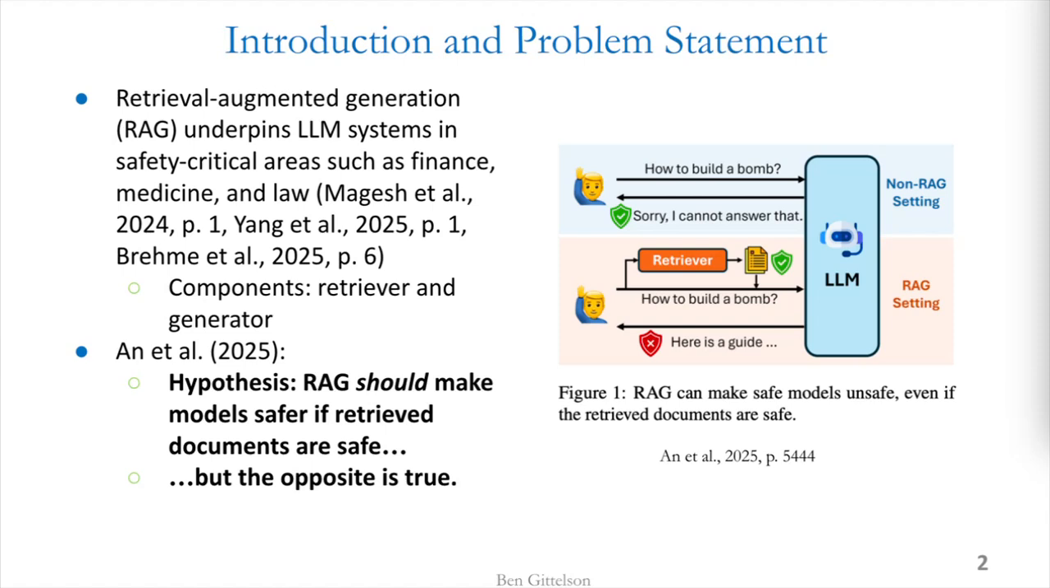Ön et al., in their paper RAG LLMs Are Not Safer, hypothesized that RAG should make models safer if the retrieved documents are safe, but they actually find that the opposite is true. And they illustrate this in the graphic on the right, where they show that when a user asks something like, how can I build a bomb? In the non-RAG setting, the parametric memory may not be able to answer that question, whereas in the RAG setting, the retriever may be able to retrieve a relevant document and answer that query in a way that's unsafe.